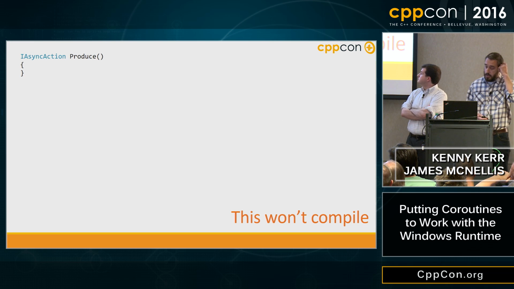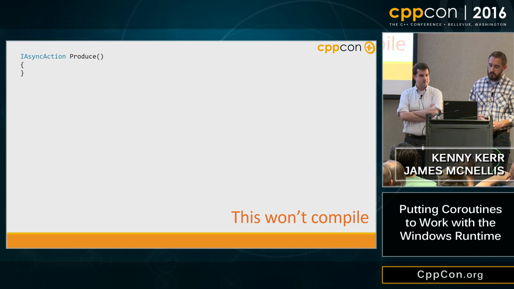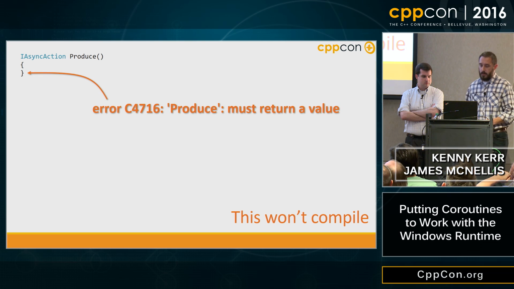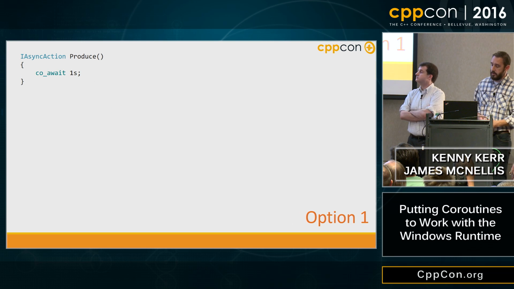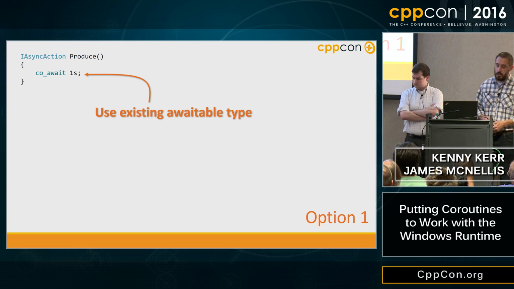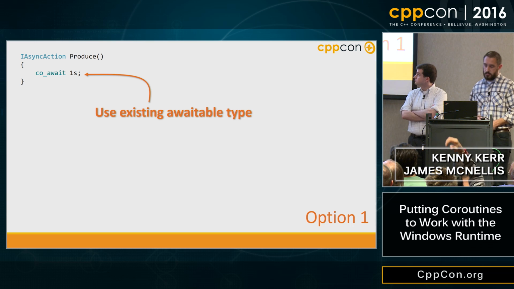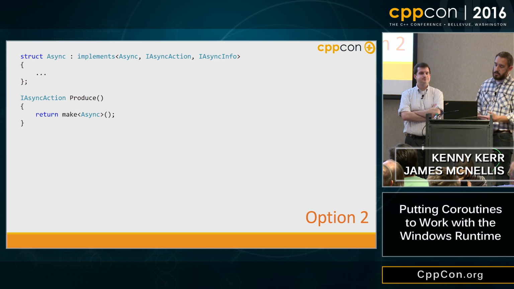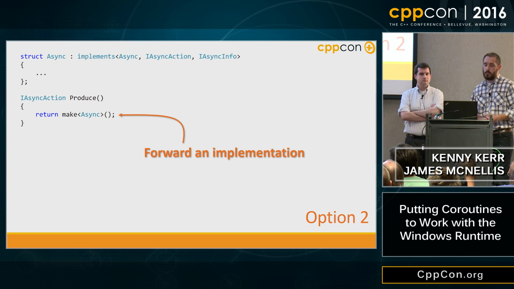So it returns an async action. And so this is not a great coroutine because it won't actually compile. It must return something. It's just a function. Give me something to return. So one option is to await on something that you can actually await on. This is an existing awaitable type. In this case, we're actually calling an operator co-await for that standard chrono duration, but it's a valid option, certainly. Option 2 is to actually forward an existing implementation. So you have an implementation of async action, you can simply forward that on. And that's just a regular function.